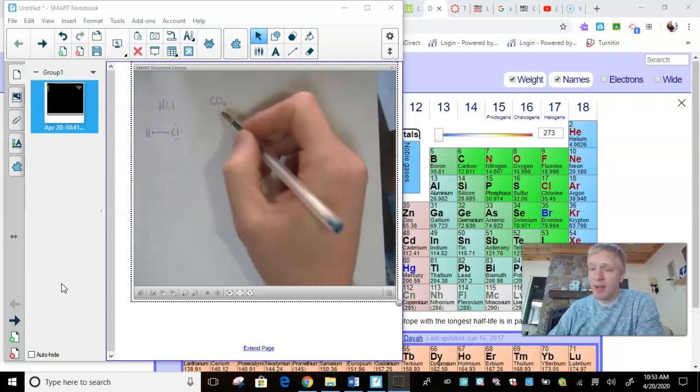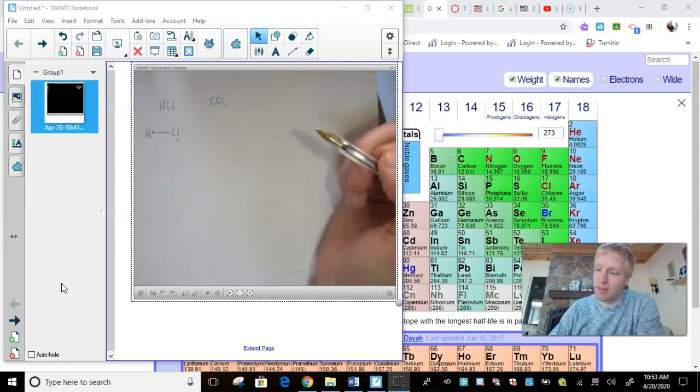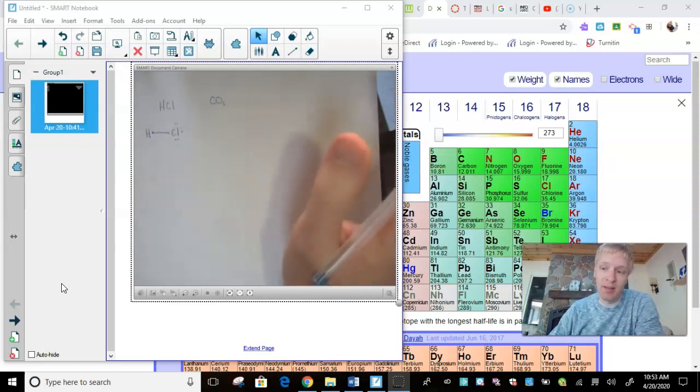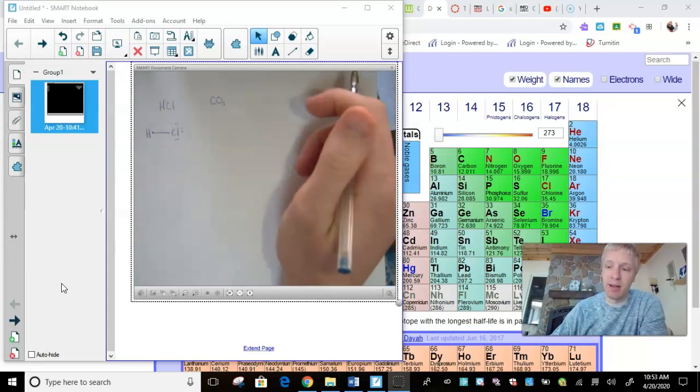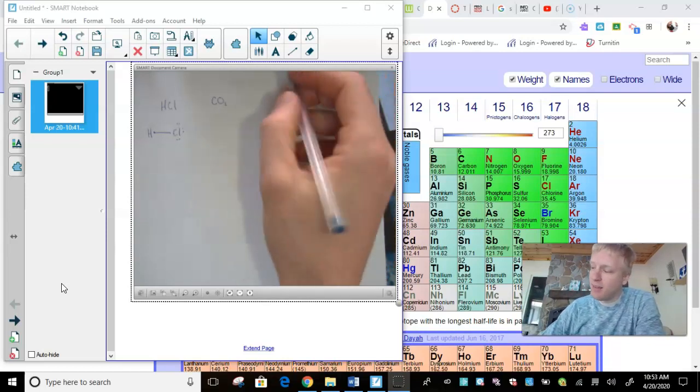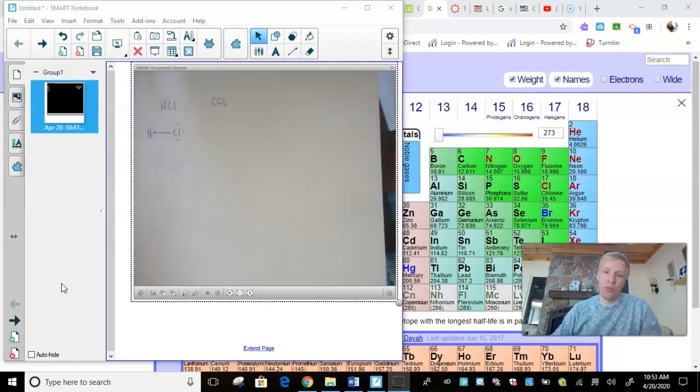In some situations, you might have the same number of both elements. In that case, if carbon is one of them, carbon's always the center, because carbon and silicon have the most bonding sites. That's what it boils down to. Whichever has the most bonding sites is the center atom. So why don't we just do an example?